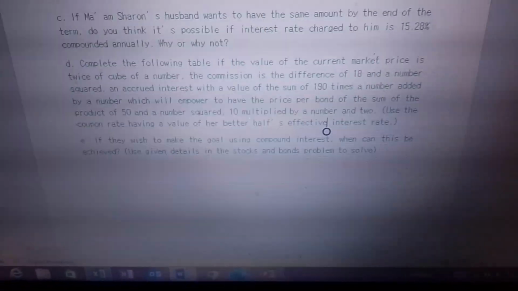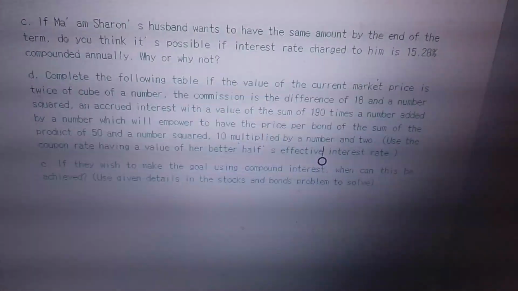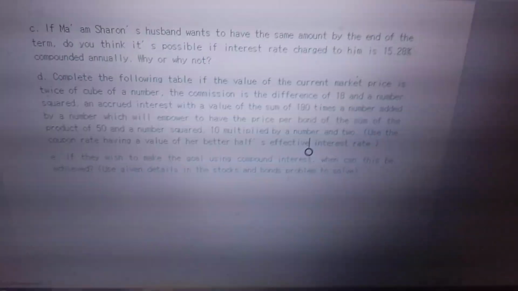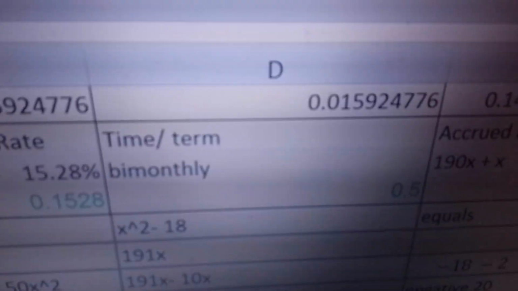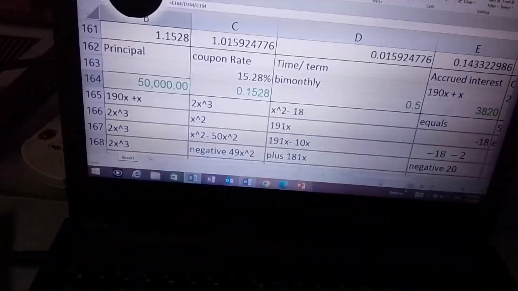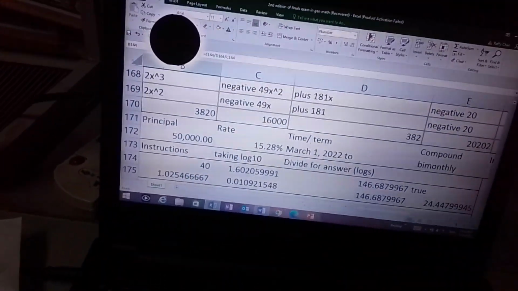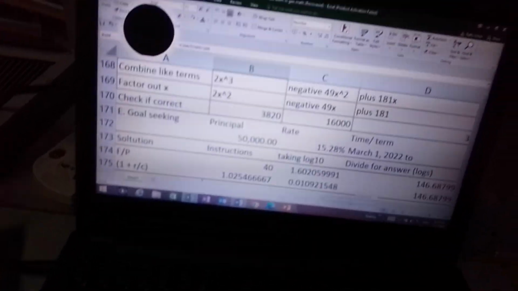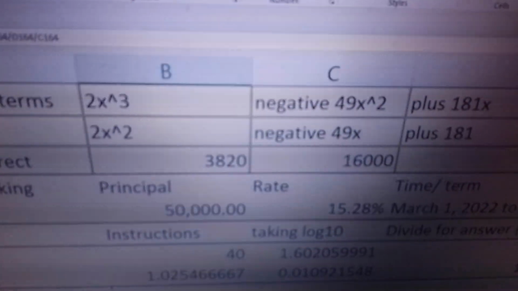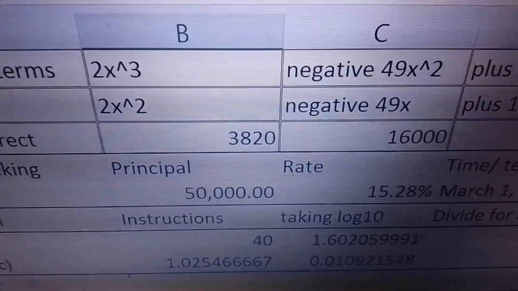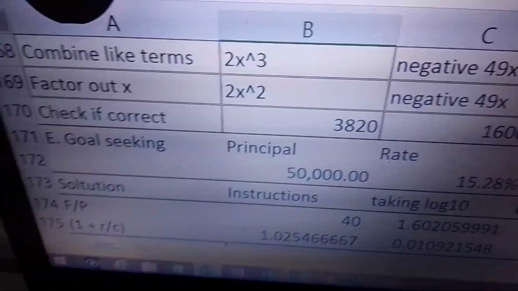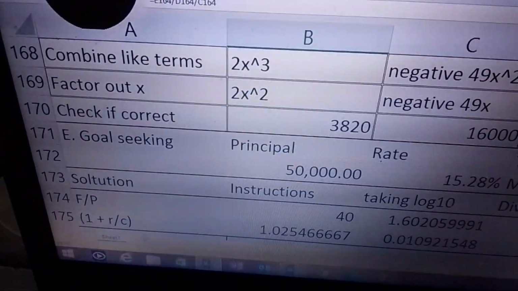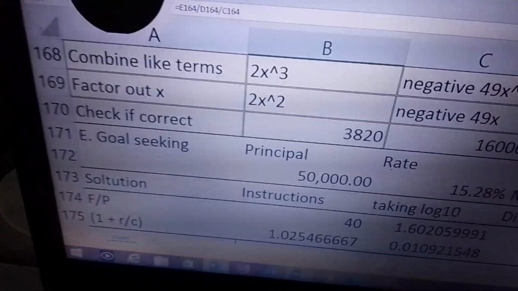Pero, di ba remember, they said that they want to make the goal using compound interest. That is, if they don't want to use the stocks and bonds problem. So they're going to use compound interest. And the question is, when can this be achieved? Use the given details in stocks and bonds. So ganito kasi yun. Here's the solution pala. So, di ba remember, you know already your principal? The principal is the par value, which is 50,000, which we got kanina. Kaya pala, you have to get every answer right. If you get them wrong, automatic lahat ay mali. So, therefore, you need to get everything correct in order that you can succeed.